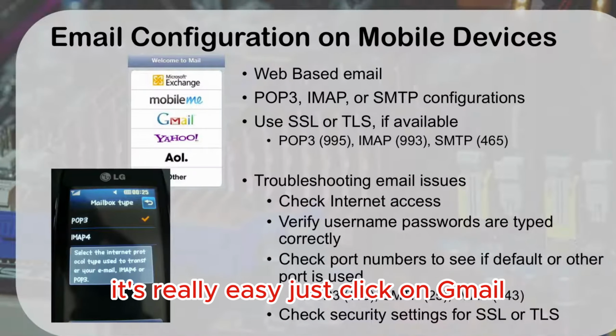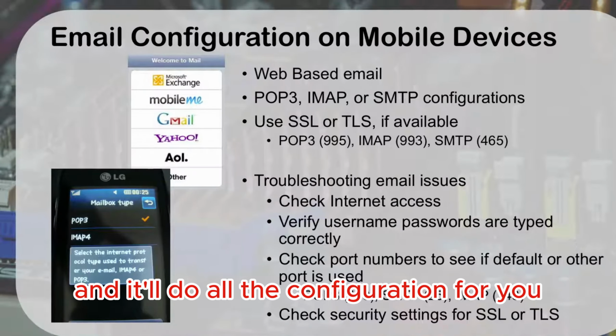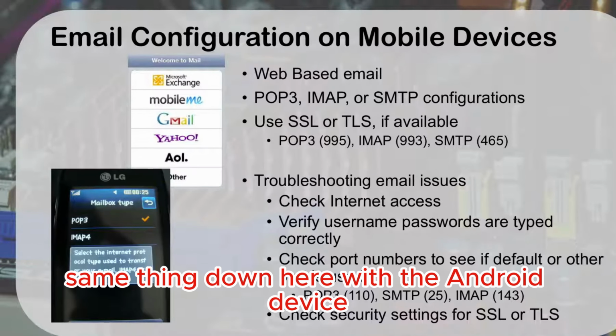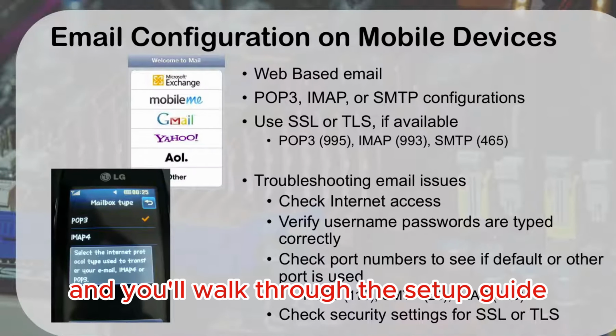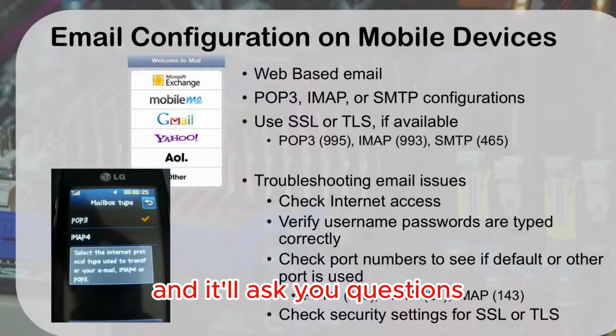You just click on Gmail, type in your username, type in your password, and it'll do all the configuration for you. Same thing down here with the Android device. You can see here what kind of mailbox you're using, POP3 or IMAP, and you'll walk through the setup guide and it'll ask you questions.